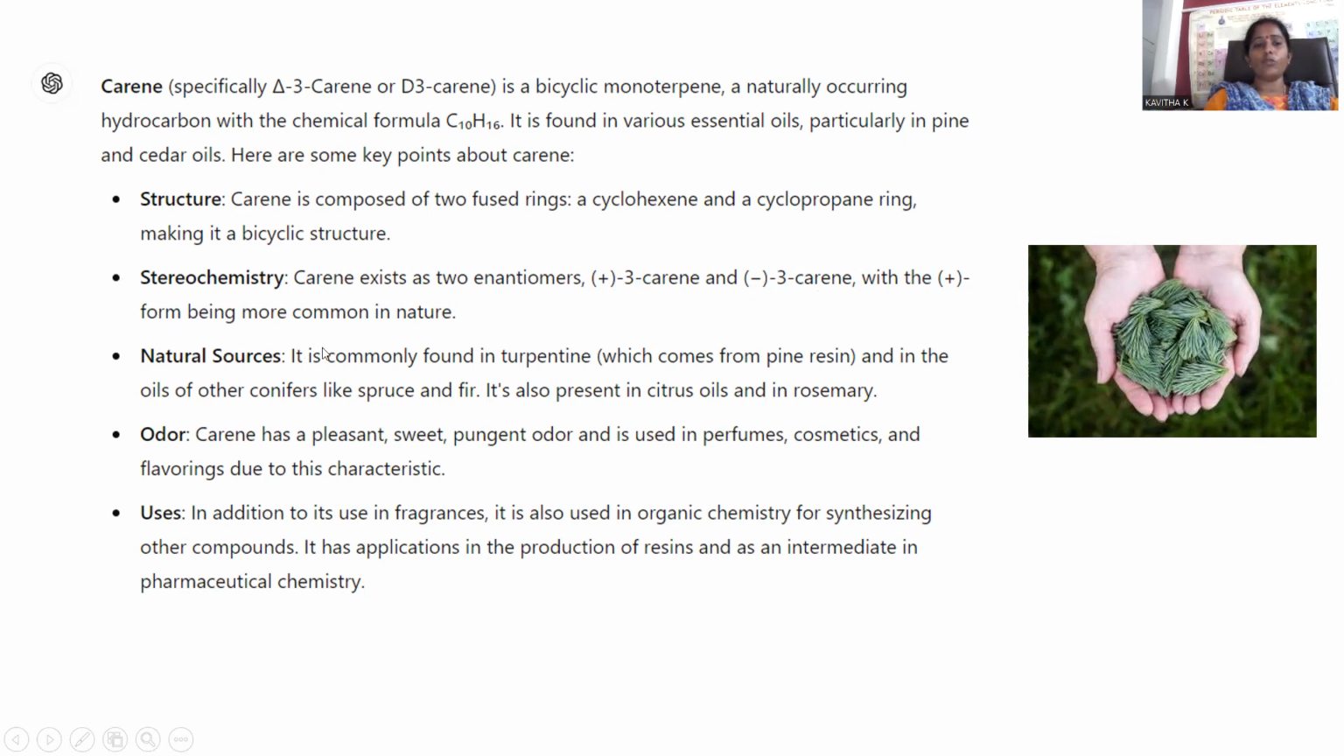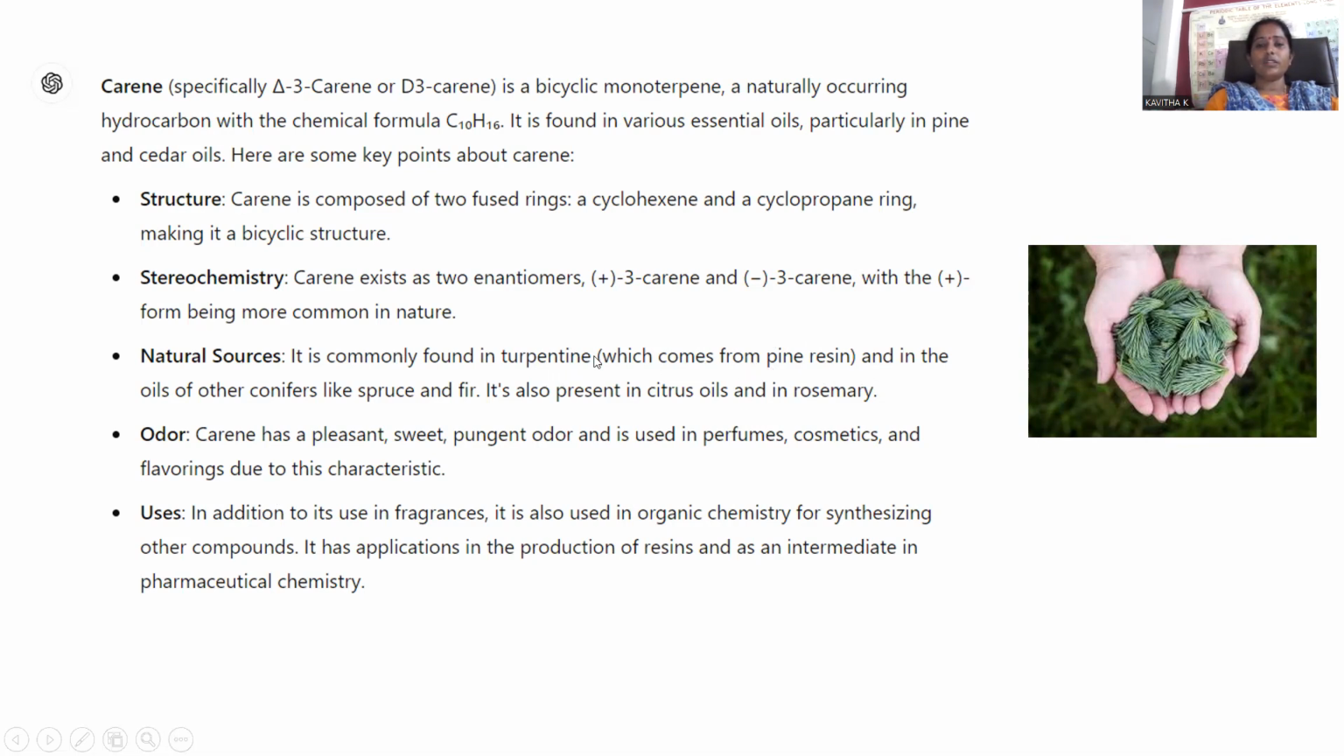The plus form is more common in nature. Among the two enantiomeric forms, +3-carene is the most commonly and abundantly available. Natural sources, from where we can extract this carene compound: it is commonly found in turpentine oil. Carene is present in turpentine oil, which comes from pine resin. Again, it is extracted from pine trees only.